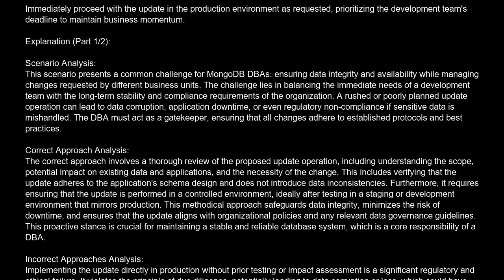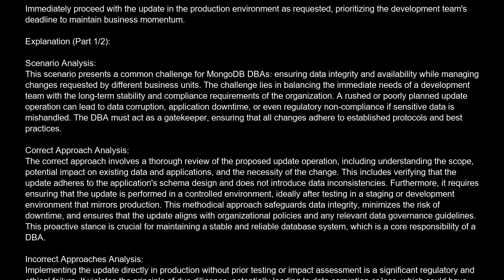Correct approach analysis. The correct approach involves a thorough review of the proposed update operation, including understanding the scope, potential impact on existing data and applications, and the necessity of the change. This includes verifying that the update adheres to the application's schema design and does not introduce data inconsistencies. Furthermore, it requires ensuring that the update is performed in a controlled environment, ideally after testing in a staging or development environment that mirrors production.